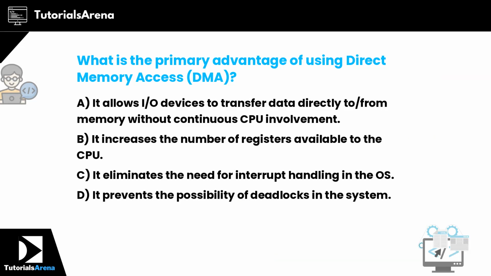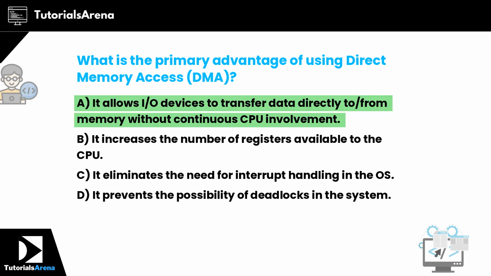What is the primary advantage of using direct memory access, DMA? The correct answer is option A. It allows I/O devices to transfer data directly to and from memory without continuous CPU involvement.